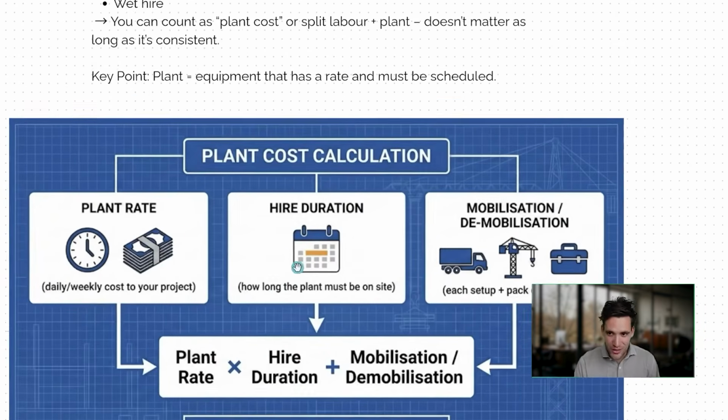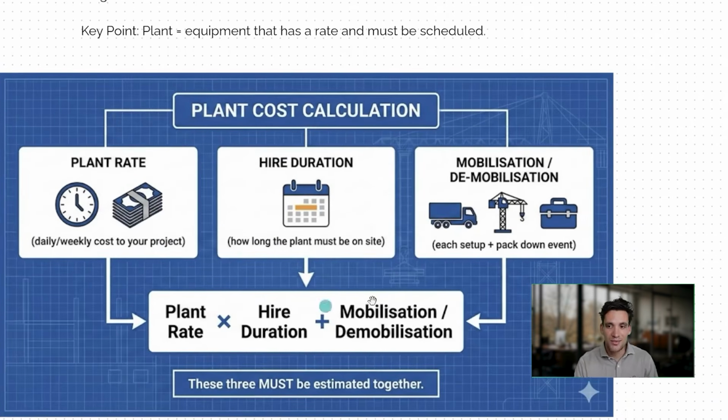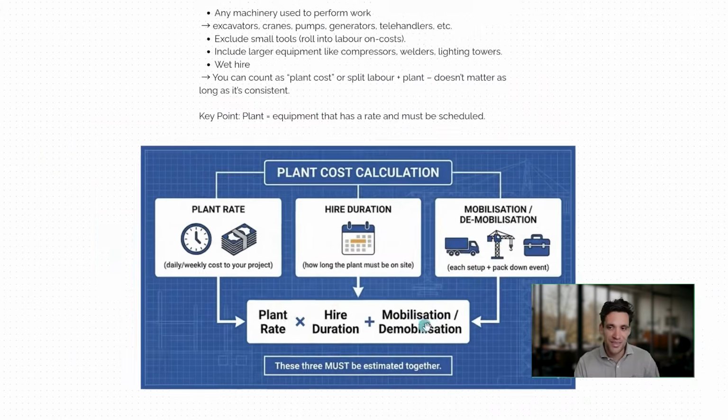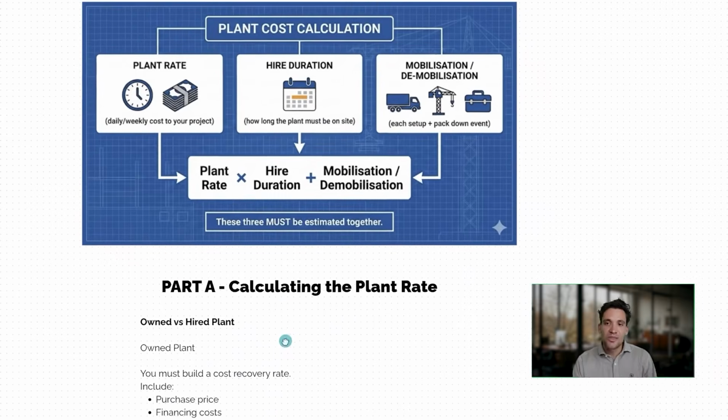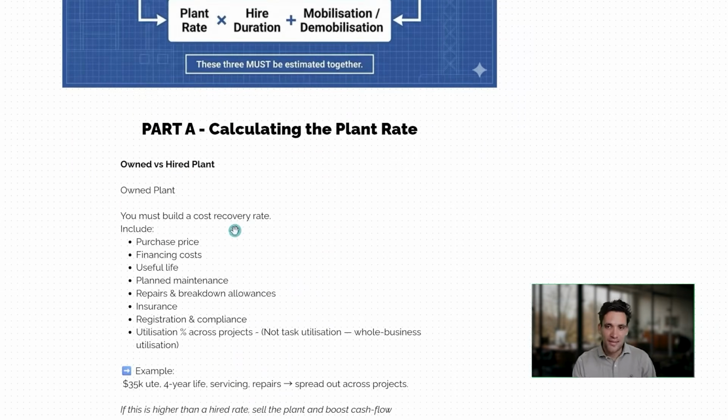So calculating plant costs is unbelievably simple. You have your plant rate, which is your daily or weekly cost to the project of having the plant on site, multiplied by a hire duration, how long you want the plant for, plus the mobilization and demobilization costs. So these are the fixed costs with getting the plant set up on your project. So let's look at part A of this, which is accurately calculating the plant rate. That is going to be driven by whether you own the plant or whether you hire the plant.